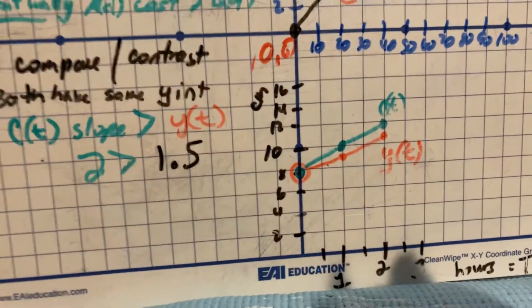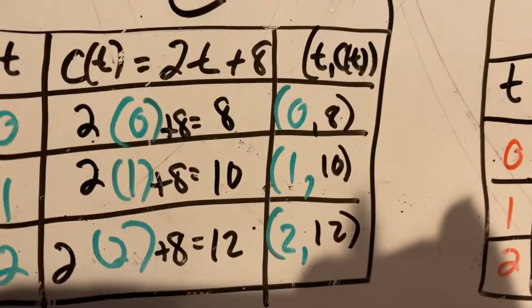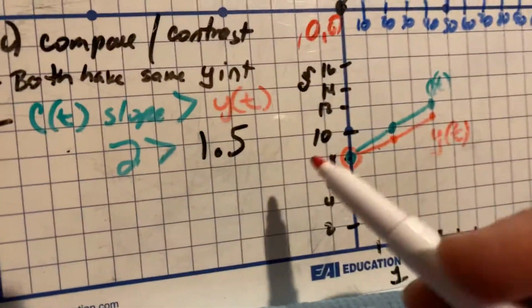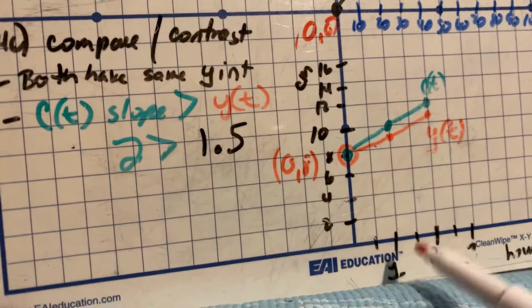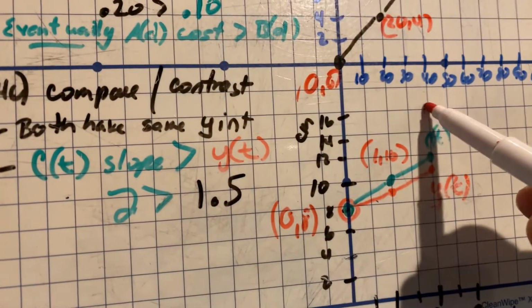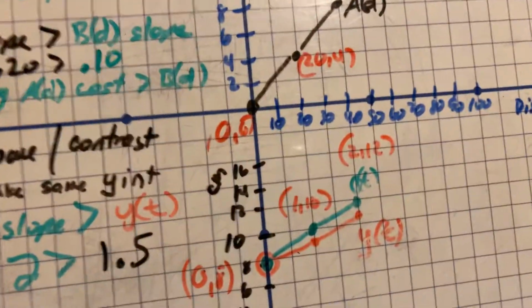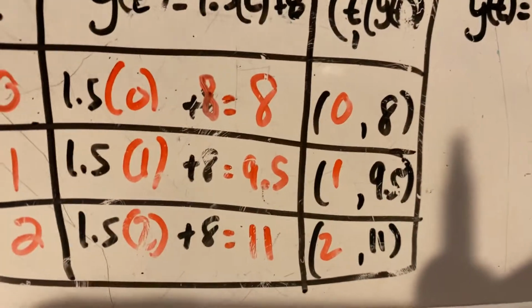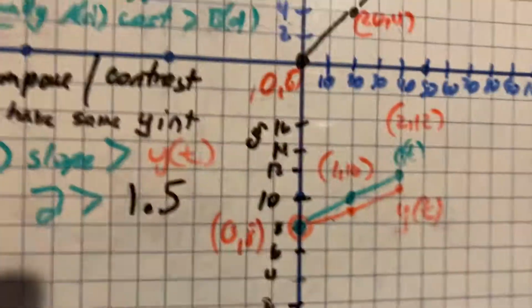So let me just give you a little bit of help over here. So again, looking back at this, 0 goes to 8, 1 goes to 10, 2 goes to 12. Okay? And then for the Y of T, let's just go back and see where that came from. So 0 goes to 8, 1 goes to 9.5, and 2 goes to 11.